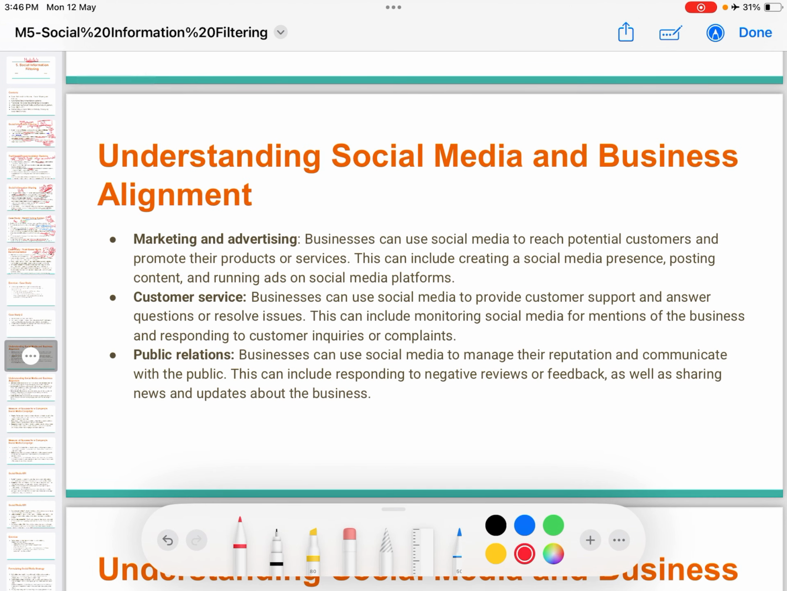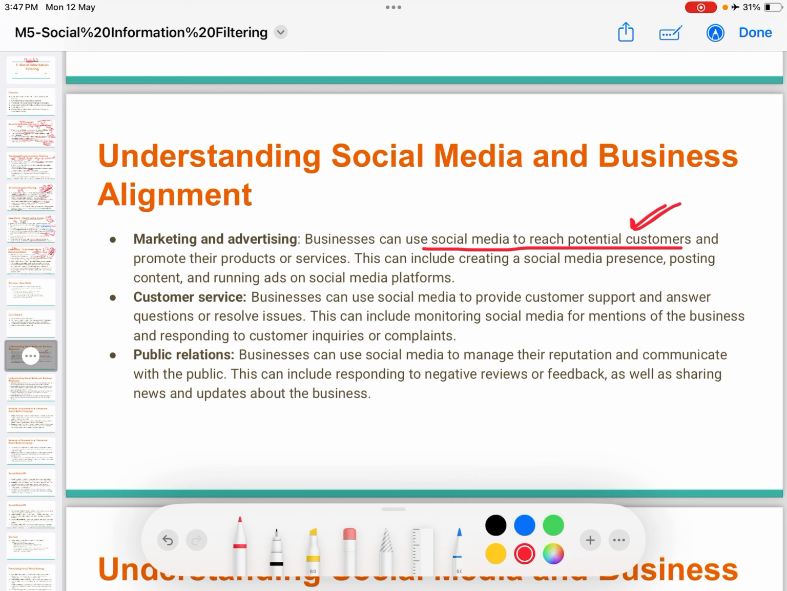Now we have to understand social media and business alignment. Marketing and advertisement. Businesses can use social media to reach potential customers and promote their products or services. This can include creating a social media presence, posting content, and running ads on social media platforms. So what do businesses do? They can use social media to reach the customers and promote their products and services. So how? They do marketing and advertisement.